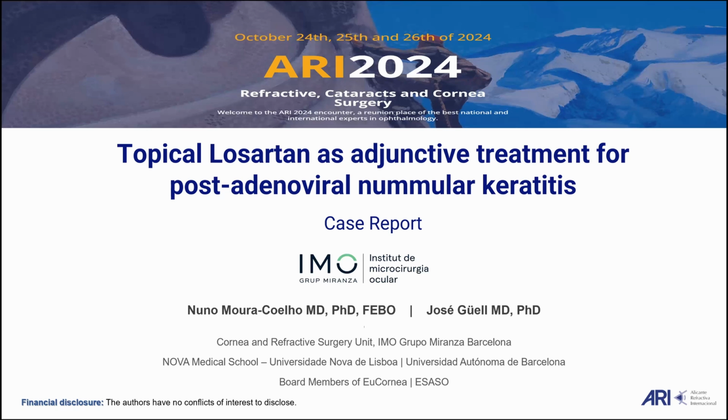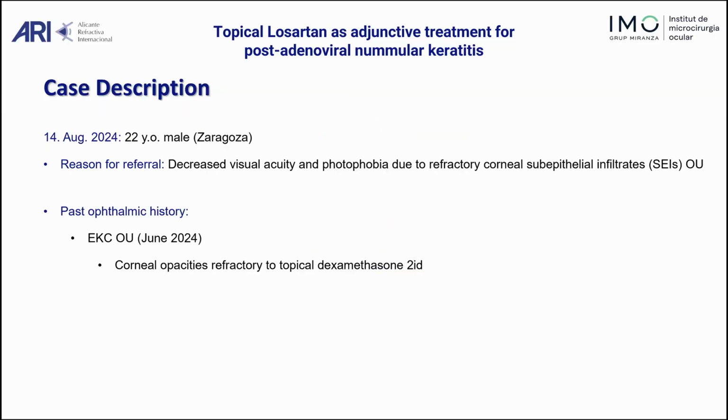Good morning. I'm here to present you a case of topical Losartan use as a potential adjunctive treatment for postadenoviral pneumolar keratitis. This was a 22-year-old patient who was referred to our center for decreased visual acuity and photophobia due to refractory corneal subepithelial infiltrates in both eyes. Past ophthalmic history is relevant for epidemic keratoconjunctivitis due to adenovirus in June 2024, which left some corneal subepithelial infiltrates which were refractory to topical dexamethasone drops, twice per day.